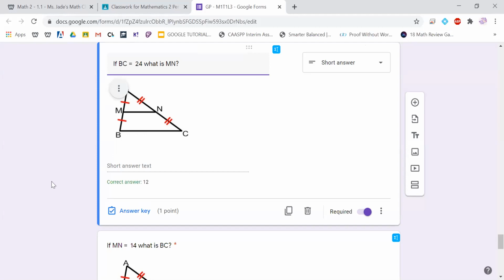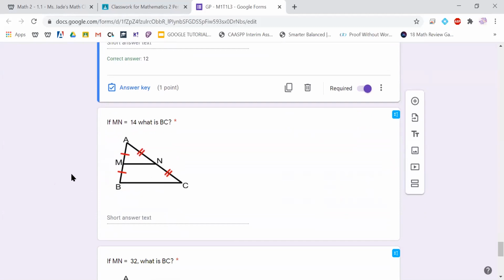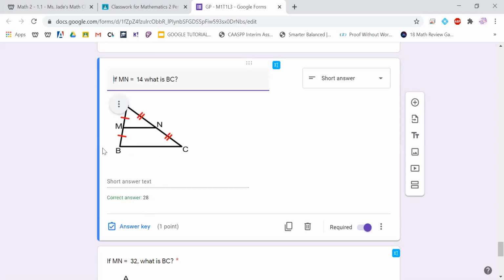Okay. So for this one, you want to just cut it in half. This is 12. All right, let's see if we can finish this in time because class ends in 4 minutes. MN is 14. MN is right over here. This one is half the length of BC. So in order to get BC, you have to double this. 28. Good. Double of 14 gives us 28. So you can see it says 28 because MN is half of BC. BC is double of MN. So if MN is 14, you double it, you get 28.